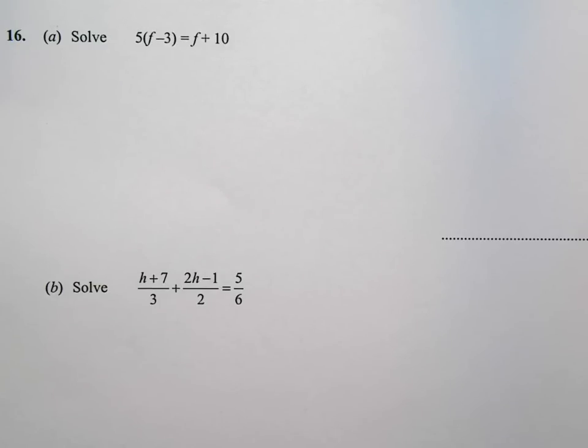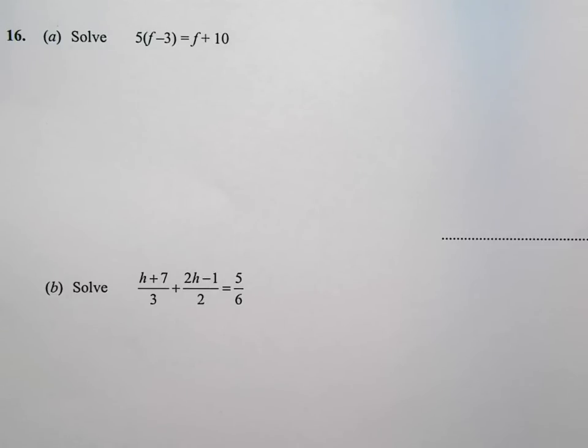This is question number 16 on the November 2013 higher calculator paper. Question 16 has two parts in it. It's worth 7 marks altogether. Part A is 3 marks, part B is 4 marks. And in part A, it wants us to solve this equation.